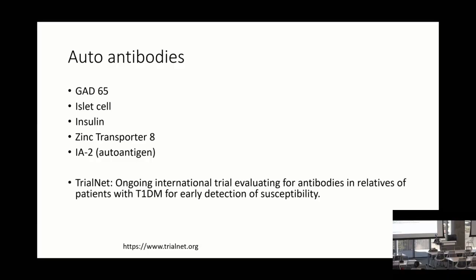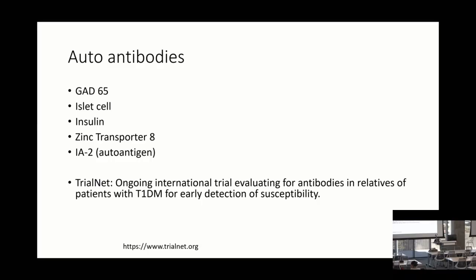Okay? And then this is TrialNet. TrialNet is an ongoing international trial evaluating for antibodies in relatives of patients with type 1 diabetes for early detection of susceptibility. Because we know that type 1 diabetes is genetic, more genetic than type 2 diabetes. So there is genetic predisposition like we talked about.